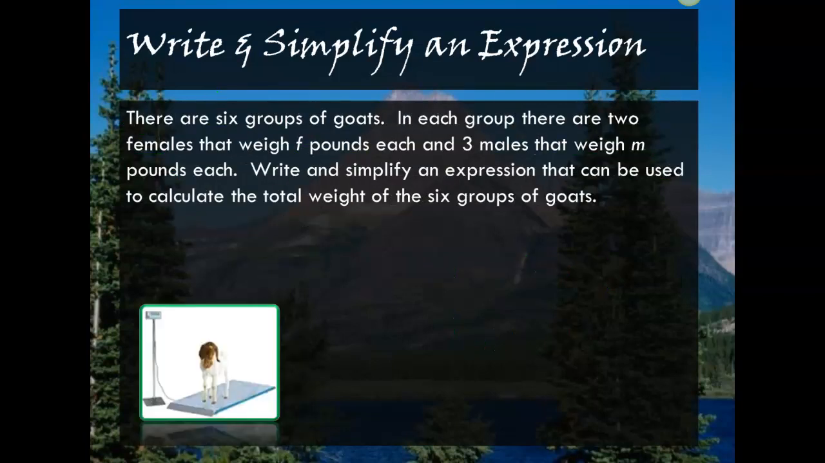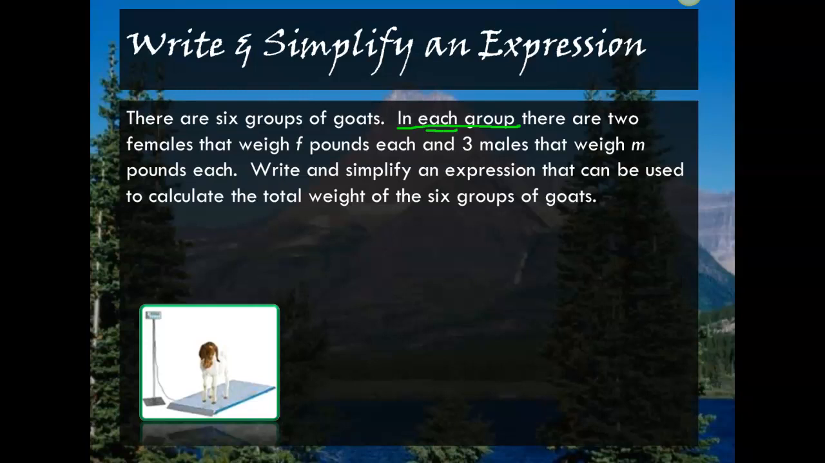In this problem, we have 6 groups of goats. In each group, there are 2 females that weigh F pounds each and 3 males that weigh M pounds each. Write and simplify an expression that can be used to calculate the total weight of the 6 groups of goats. One thing we could do is figure out how to represent the weight of one group of goats. Then we can multiply that times 6.